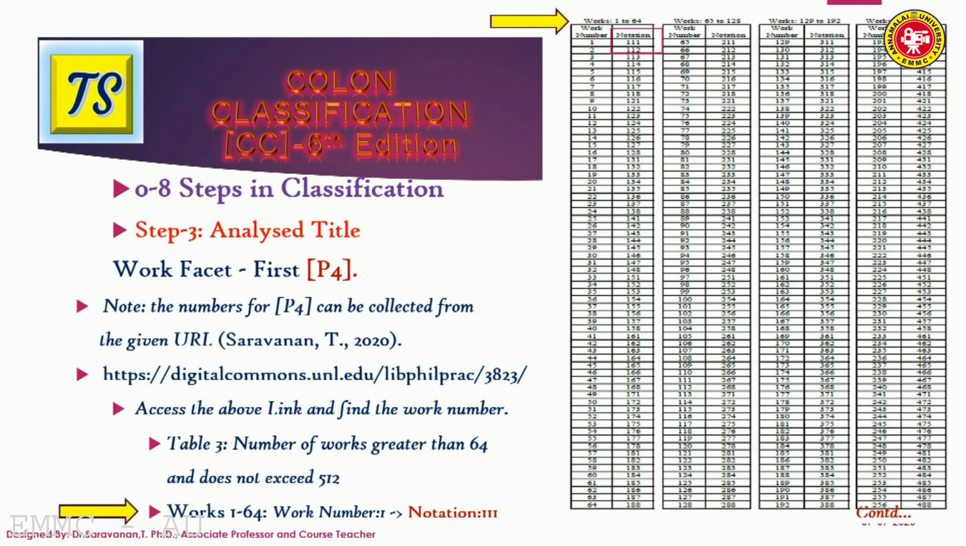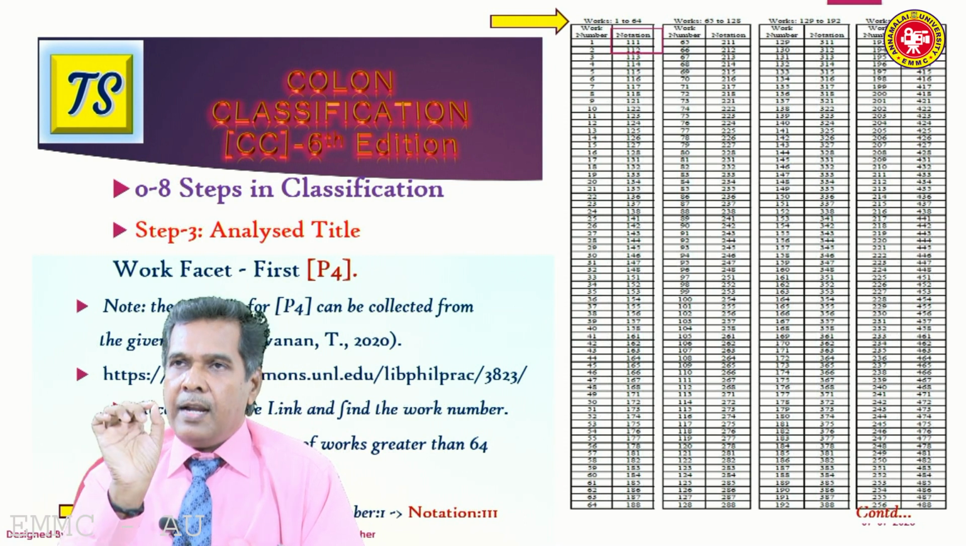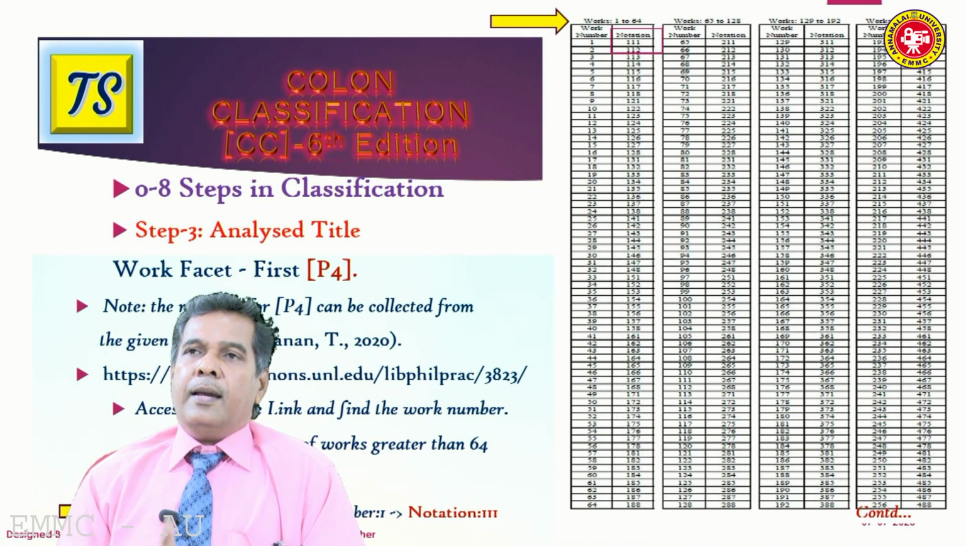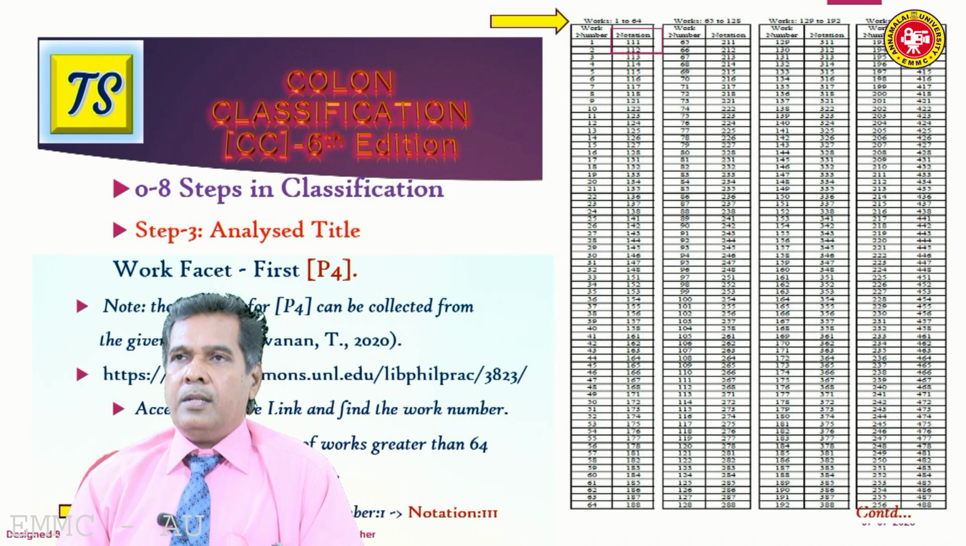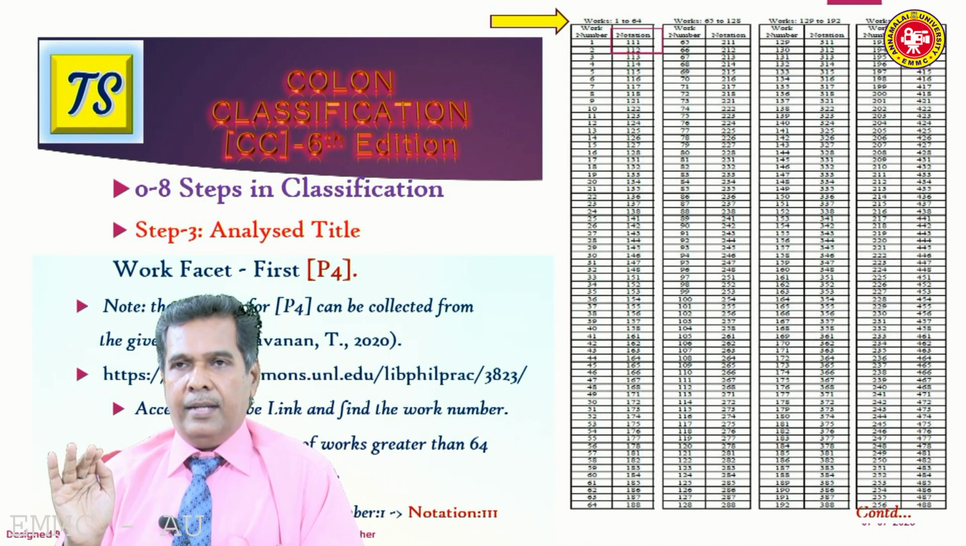See, and the next page will show you the notations for the first work. The 111, this is the notation for author work if it is the first work. This number is provided here. The yellow arrow shows the exact location where you can find the work number in the left part. In the right part, the notations have been prepared. So, since this document falls under the first work, and the rule says the work is greater than 64 and below 512, the number is 111.